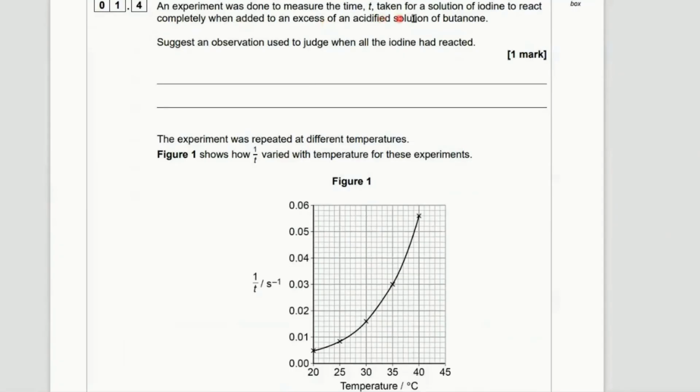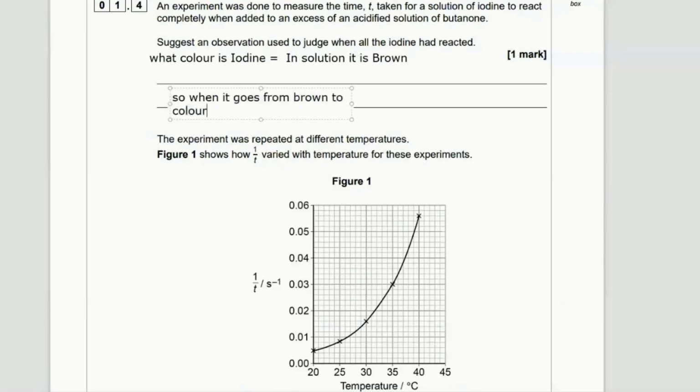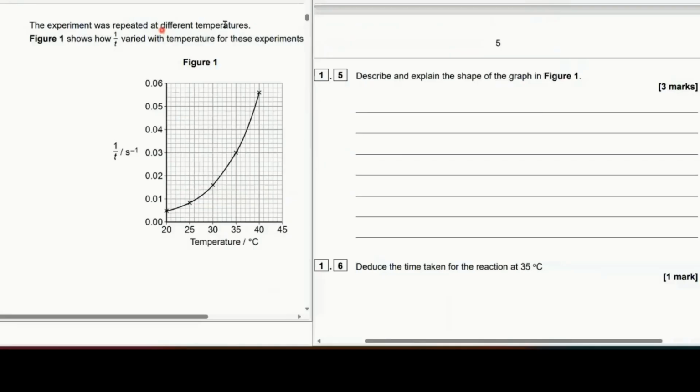Let's go, 1.4. Okay, pause the video, have a go at this one. Okay, here's the answer. Basically, when this reaction is finished, what would we observe when all the iodine has reacted? Well, iodine, when it's in solution, is brown. So when the reaction is done, we should see the color go from brown to colorless. Hope you got that right.